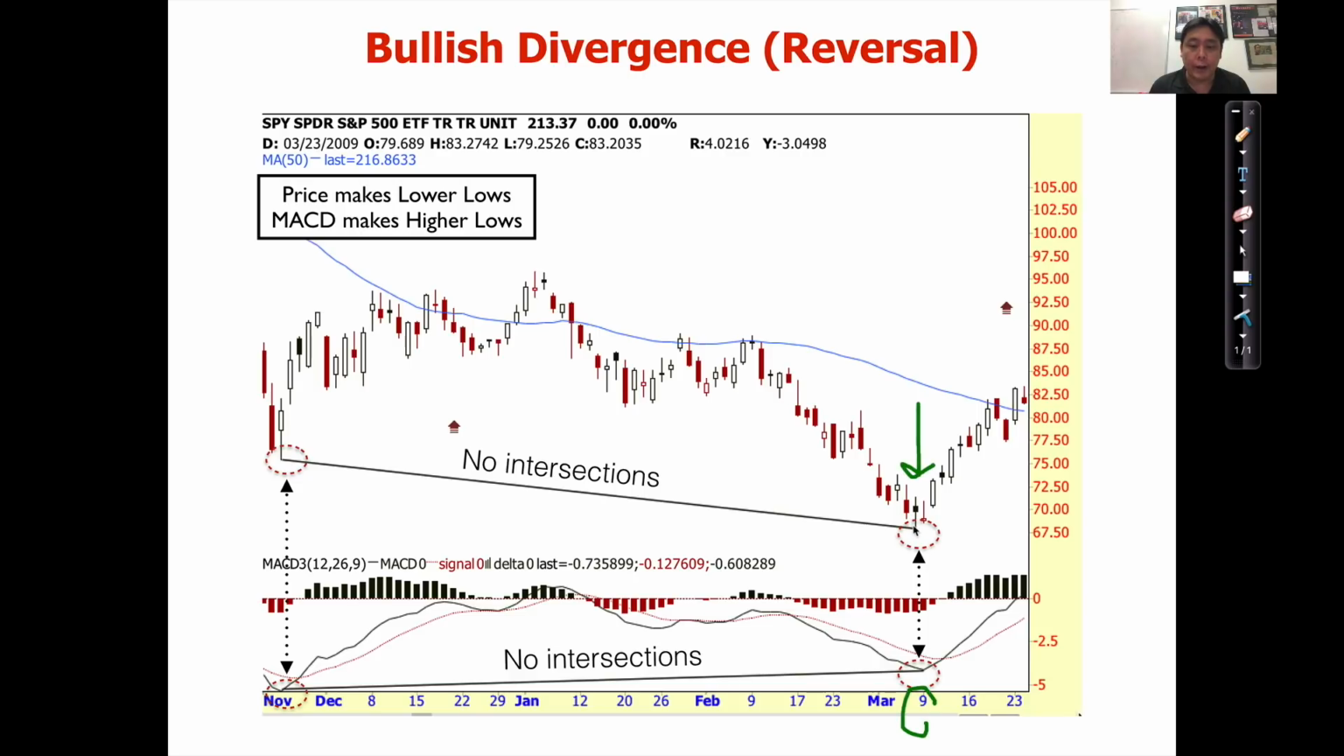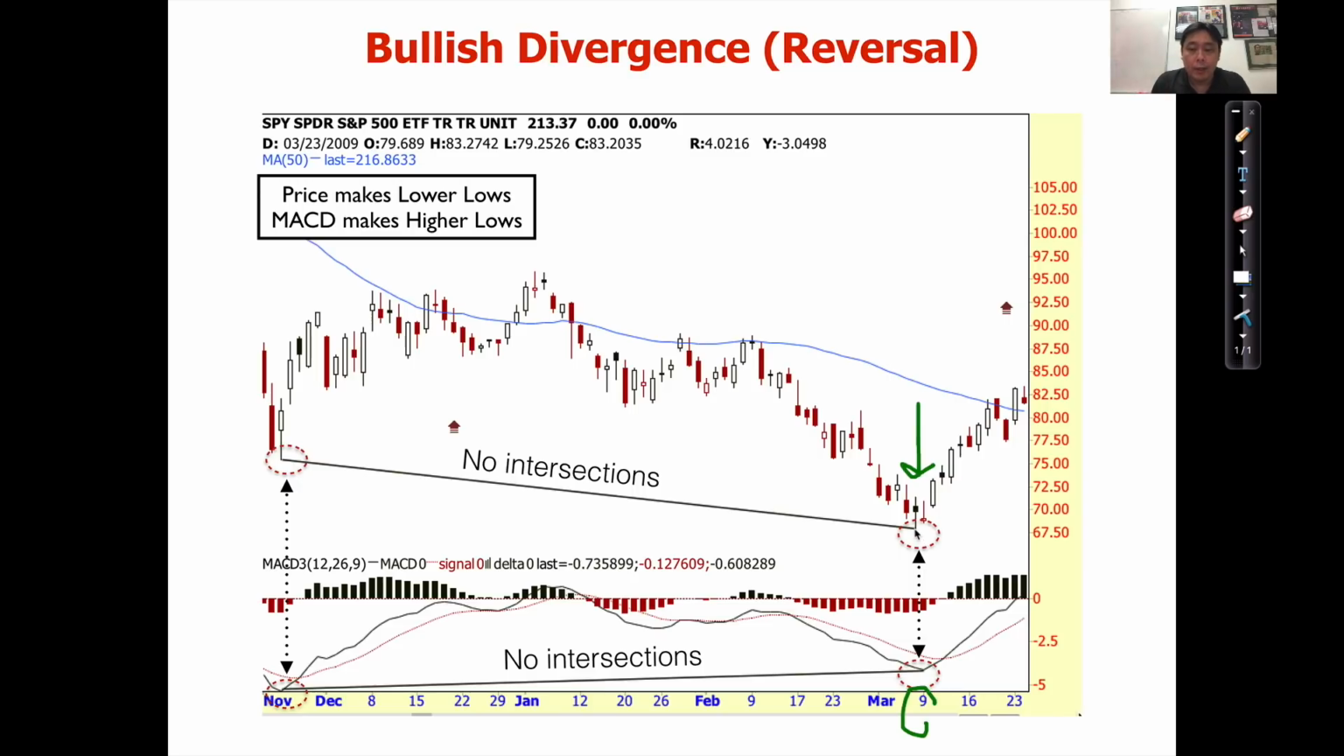At this point, it was the bottom of the downtrend for the S&P 500. In fact, this was the bottom of the financial crisis, the subprime mortgage crisis. So this could have helped you anticipate the bottom and when to catch the reversal.